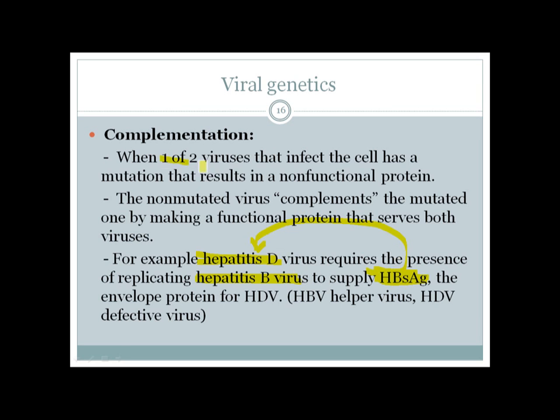So when one of two viruses that infect a cell has a mutation, so hepatitis D virus had the mutation that resulted in a non-functional protein, and the non-mutated virus, which is the hepatitis B virus, complements the mutated virus by making a functional protein which is HBsAg, and that serves both viruses. So HBsAg is not only present in hepatitis B virus, but also it's present over the hepatitis D virus, and it helps both viruses to replicate. Here hepatitis B virus is a helper virus, and hepatitis D virus is a defective virus.